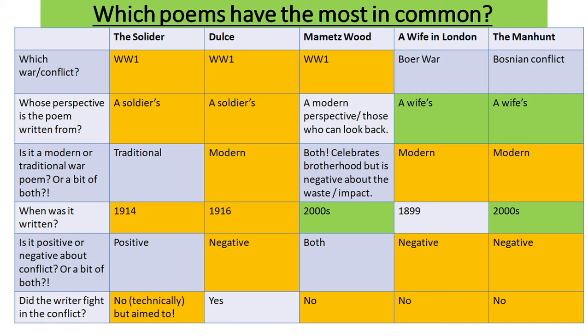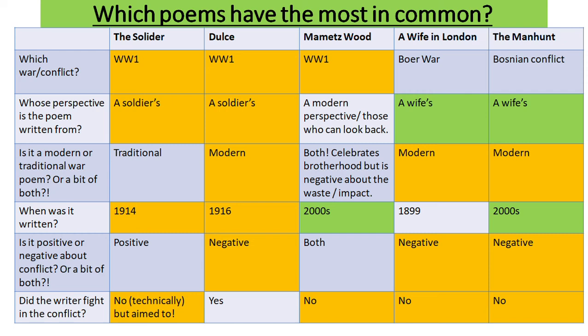In terms of modern or traditional, we've only really got the Soldier, which is an outright traditional poem. So that helps you, I think, in your comparisons to think, right, the Soldier's always going to be quite different to the others. And in terms of its presentation of war, it's going to have most similarities with Mametz Wood, because that's the only one that's got a bit of positivity in it. But we've got the three poems, Dulce, A Wife in London and the Manhunt, that are all modern, so they're all united by that.